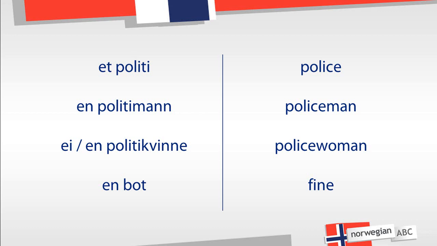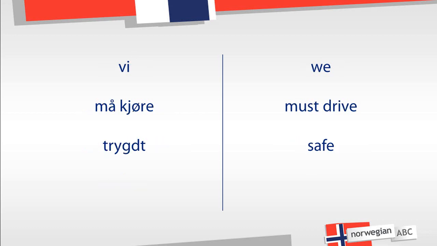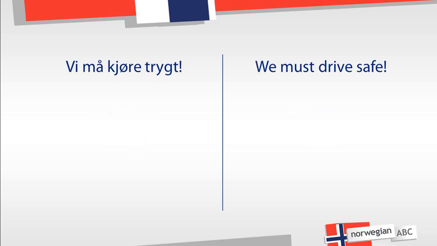Enough about policemen, fines, and speeding. We must drive safe. Would you translate this sentence for me? Let's do it together. We. First, we say the subject, then the predicate, må kjøre, and the remaining word, safe. Trygt. It's an adverb. We talked of them in the last 9th lesson, right? Vi må kjøre trygt.